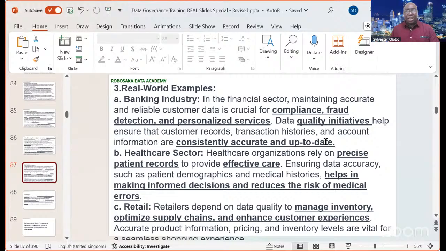We're talking about retail. A retail company depends on the quality of data, especially inventory, to optimize the supply chain and enhance customer experience. So that helps to have accurate product information. Pricing and inventory levels are very, very vital for a seamless shopping experience.